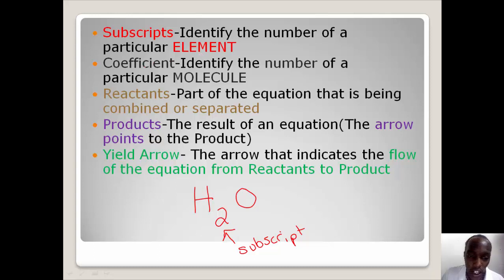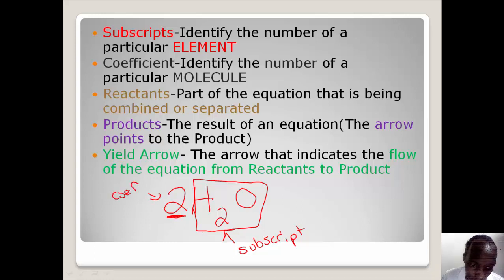So coefficients identify the number of molecules. Just like this tells me the number of elements, let's say I write a big 2 right here. This big 2 in front of the entire molecule tells me how many of the entire molecule I have, so how many H2Os I have. So if I have 2 here, this is a coefficient, and it tells me how many of the entire molecule I have. That means I have 2 H2Os. So I have this H2O and I have this H2O.